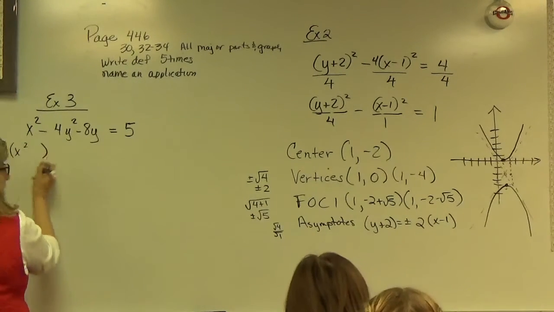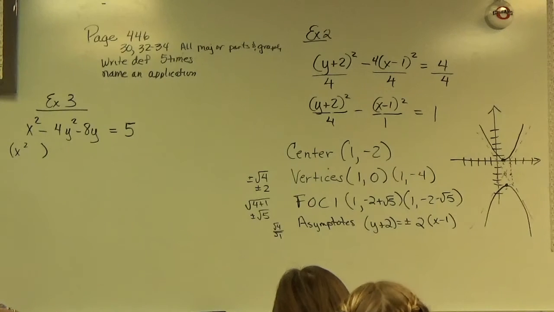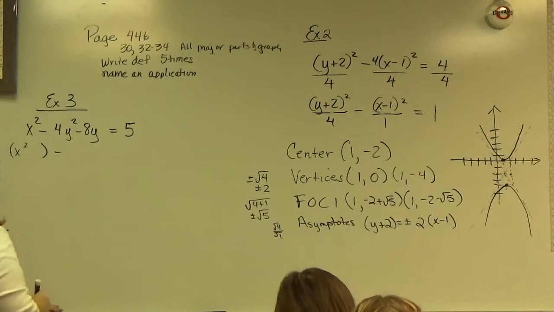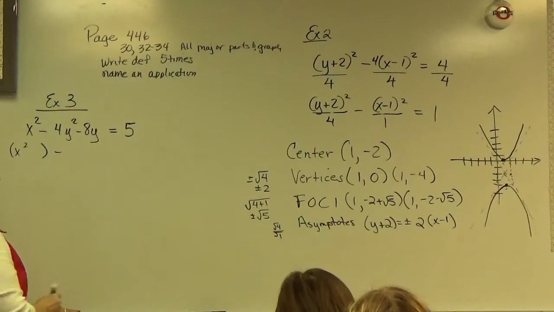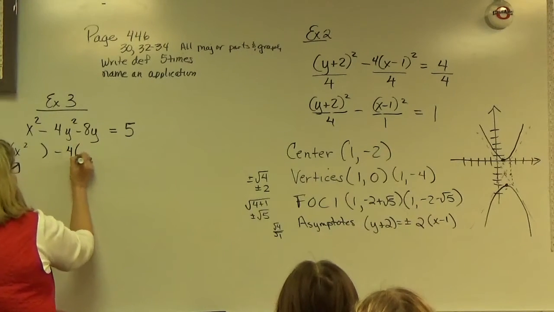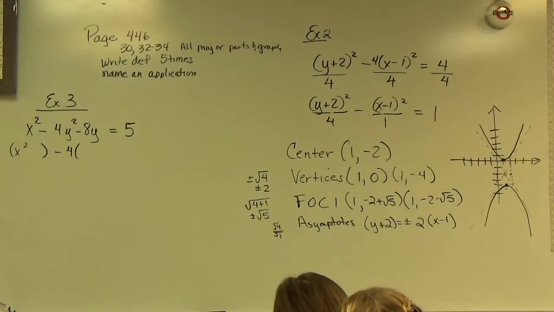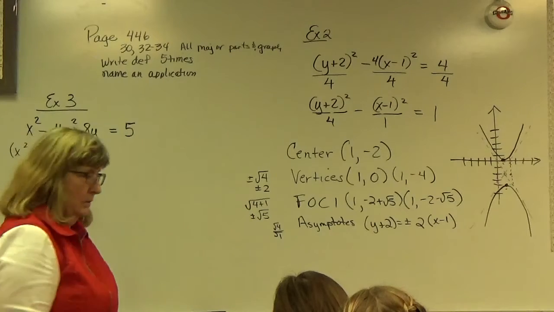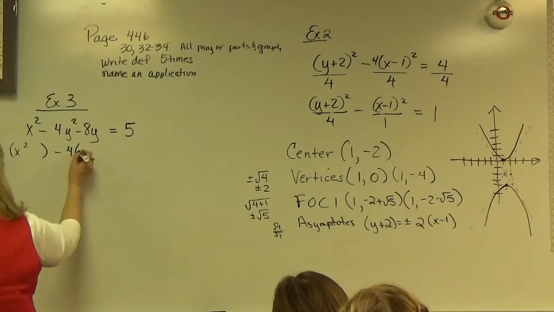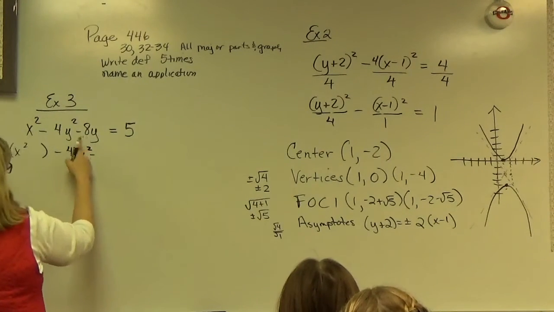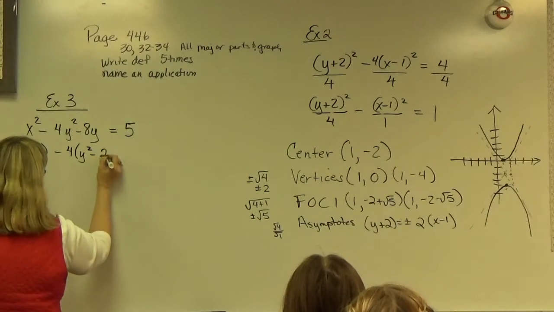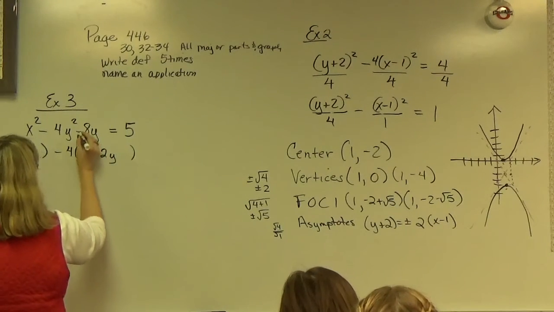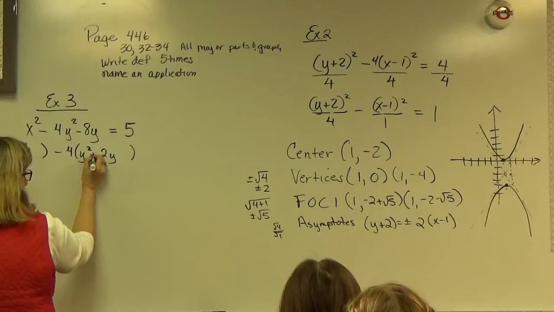So this x is one of its kind. You don't have any parts with it. My y's, don't I have two of them? So I'm going to factor out that 4, because when you complete the square, doesn't the coefficient have to be 1? Okay, so we're going to have y squared, 8 divided by 4 is 2, and a negative divided by negative is a positive.